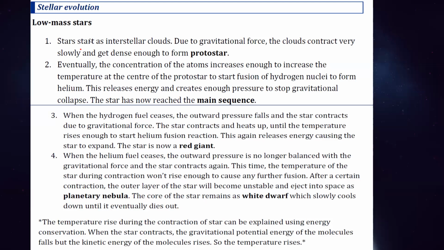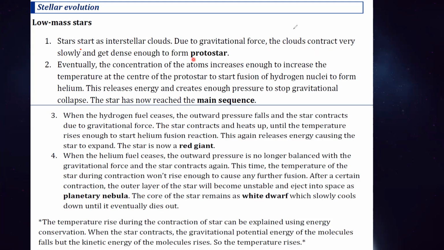First, what happened? The stars start as an interstellar cloud, as we discussed. What is the meaning of interstellar cloud? Interstellar cloud means the cloud between the stars which contains gas and dust. The part of that which is a molecular cloud contains mostly molecules. Due to the gravitational force, the interstellar cloud contracts very slowly, and it gets dense enough to form a protostar.